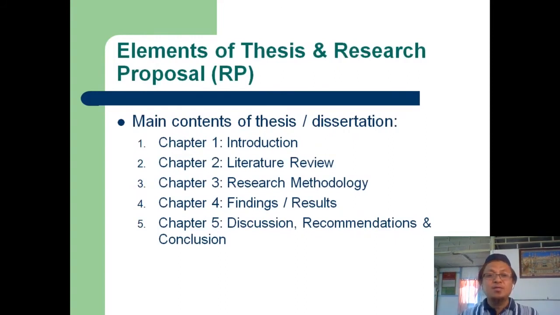All right, so these are the elements of the thesis and research proposal. For any given thesis, dissertation, master's dissertation or thesis, basically you have got 5 chapters. Chapter 1, introduction. Chapter 2, literature review. Chapter 3, research methodology. Chapter 4, results of findings. Chapter 5, discussion, recommendation, and conclusion. So these are the 5 chapters.